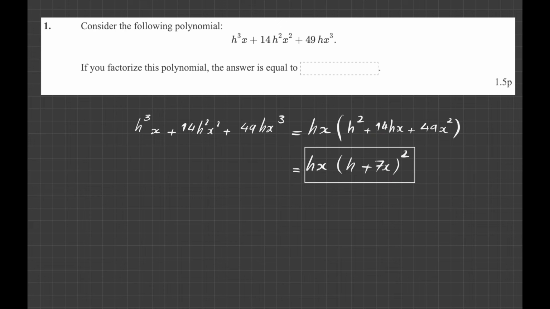And what I expect you to write in the empty space is hx and then h plus 7x, and then type this character here and then put 2. So that's the answer to the first question. Okay, now let us go to the second question.